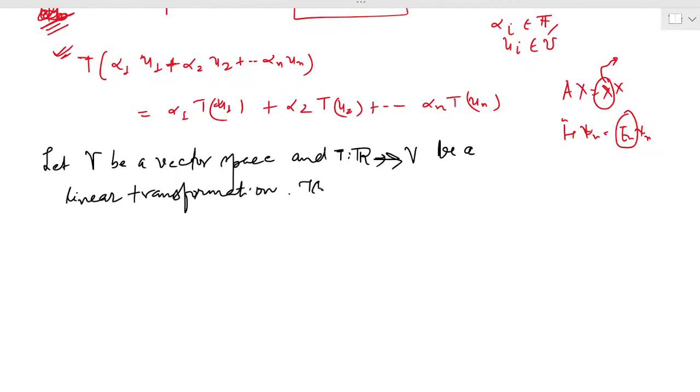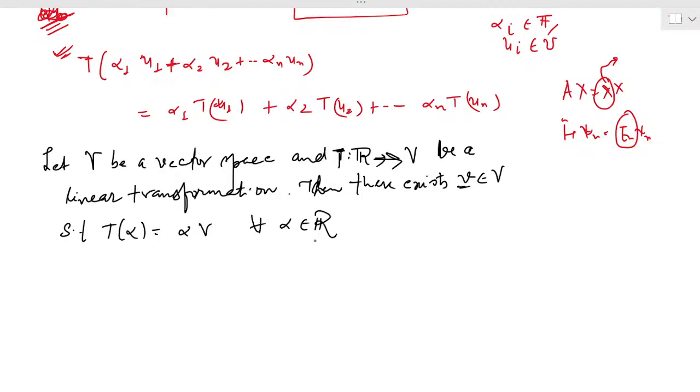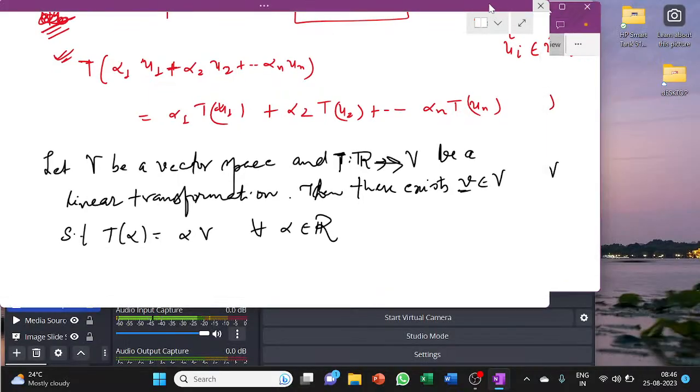Then there exists a vector v belonging to capital V such that T of alpha equals alpha v. So what it is saying is that I'm taking an input alpha from R, and there always exists some v belonging to V such that T of alpha would be equal to alpha v for all alpha belonging to R. See, understand just a little bit of it. It's not that you completely understand it.